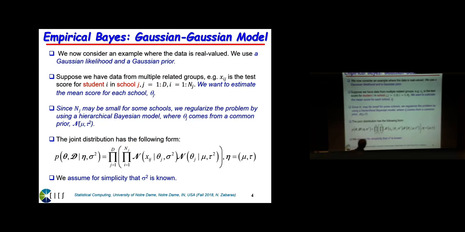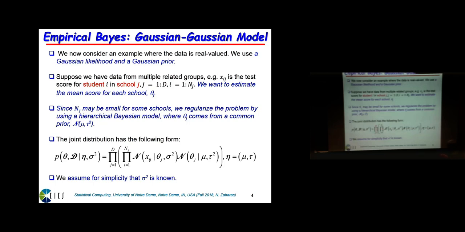All right, so the equation that you see on the bottom is basically the unnormalized posterior, okay, for given parameters eta and sigma squared. I'm going to define all the variables. So eta is basically on my prior, these are the hyperparameters. I call eta to be mu and tau.